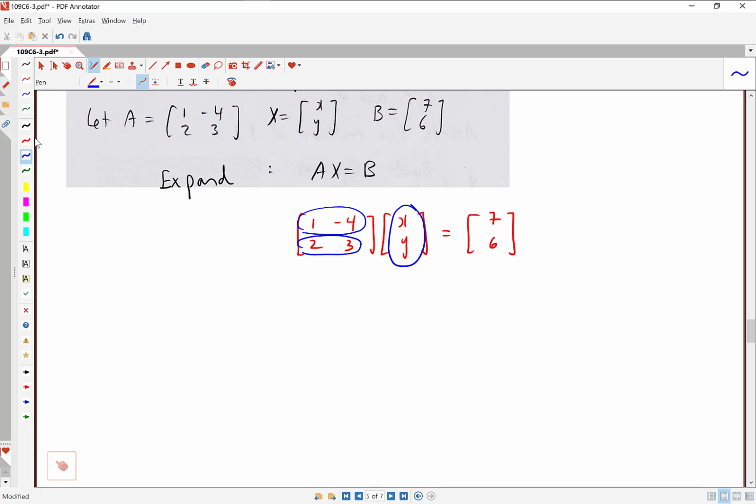So in this case, there's just one column. We're taking a 2 by 2 and multiplying it by a 2 by 1. So we're going to end up with a 2 by 1 matrix that looks like this. Okay, so let's try our dot product.